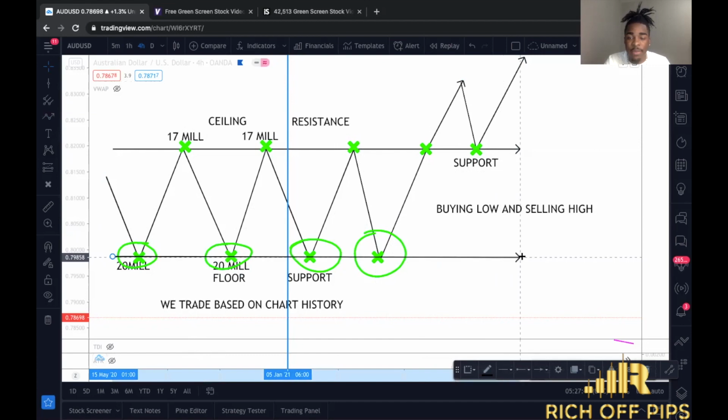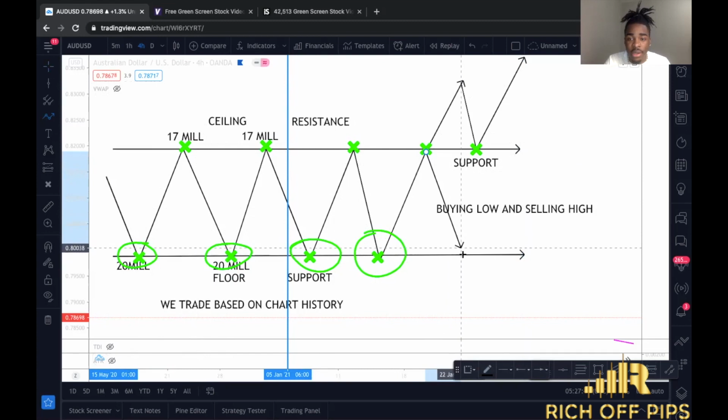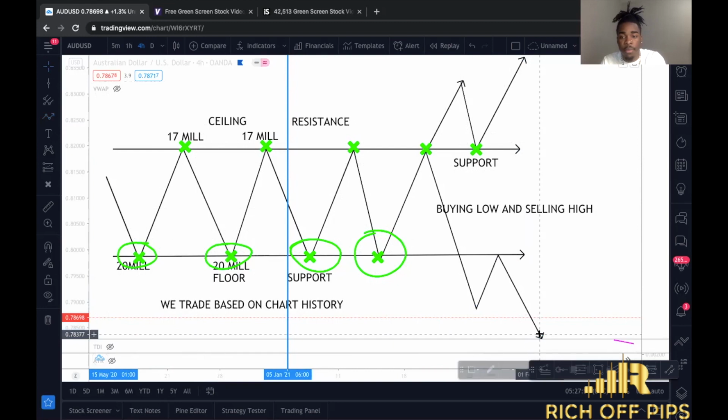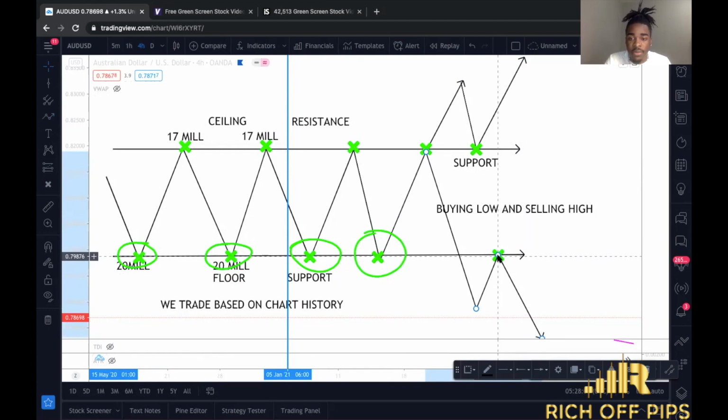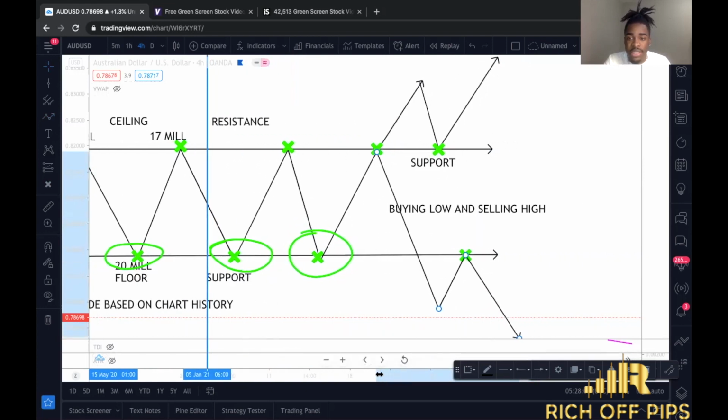I'll show you guys an example if it was to break on the other side. Let's say that it came back down here, right? And this time it broke through our support. We will be looking for our sell on the retest, so we don't have to go through any drawdown. Okay, so this is how you should be trading support and resistance, buying and selling, right? So this support would now be our new resistance.